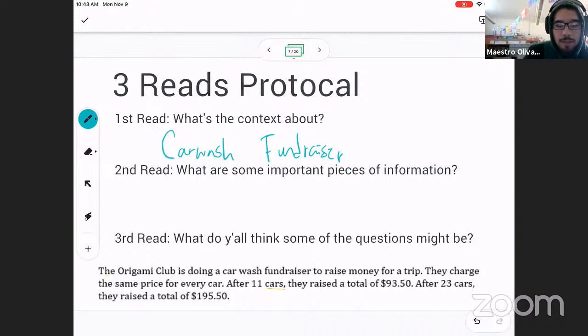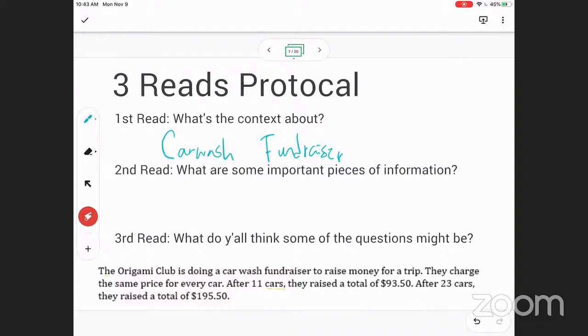Let's see, do we have to read it a second time? Yeah, let's read it a second time. So, Hairista, if possible, can you please go ahead and read out the problem statement again? The Origami Club is doing a car wash fundraiser to raise money for a trip. They charge the same price. After 11 cars, they raised a total of $93.50. After 23 cars, they raised a total of $195.50. Thank you so much.